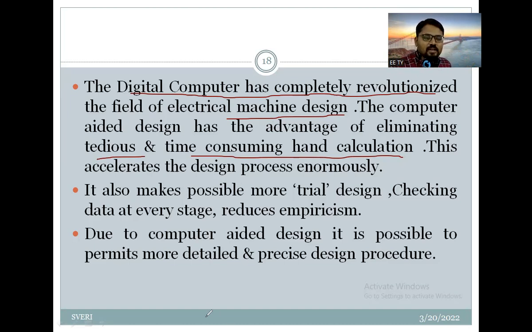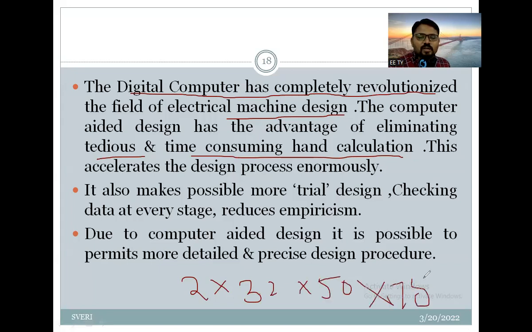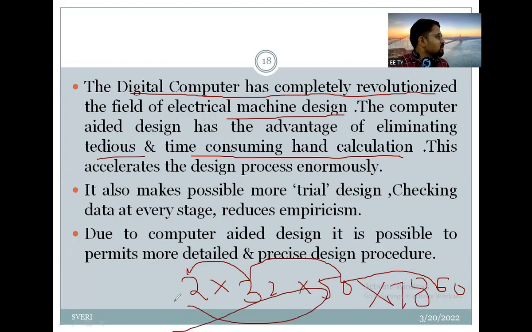Like here, if I have to go for a calculation like 2 into 3.2 into 50 into 7860, and I had to perform this calculation in the previous days, what would I have to do? Multiply this with this, again with this, again with this, and then we get the final answer. But nowadays, all this tedious task has been removed by the digital computer. Why? All things are inbuilt there. We just have to put in the value, and we solve that particular design.